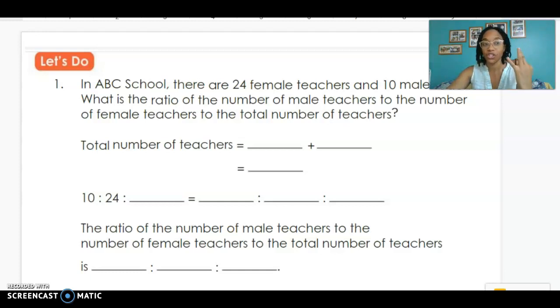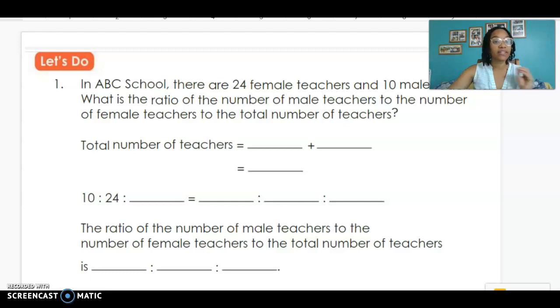The first thing we need to realize in this problem is that we are looking for a ratio with 3 terms, a part, followed by a whole, okay? The order of those goes male, female, everybody. So we know the number of male teachers, we know the number of female teachers, but we don't know the total. So we need to use addition to sum those parts and find the total number of teachers. 24 teachers plus 10 teachers gives us 34 teachers.